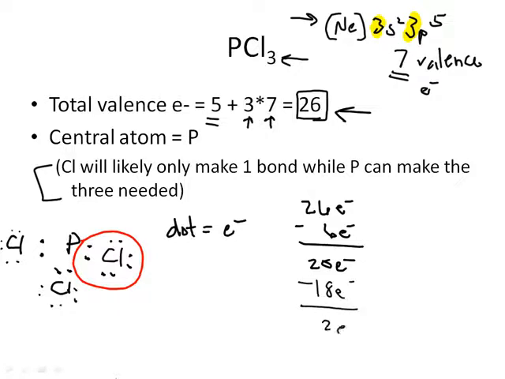leaving me with 2 electrons left. Each of my chlorines, just like this one that I've highlighted in red, has access to 8 electrons. They don't need any more electrons. 8 is it. They're happy. Phosphorus, on the other hand, only has access to 6.